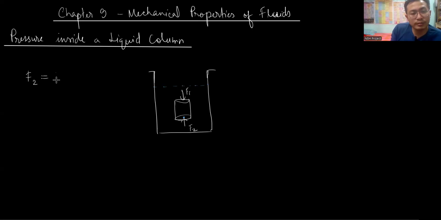F2 should be equal to F1 plus mg. Let us consider an imaginary cylinder inside this liquid column. Any liquid, it could be fluid, it could be any gas, it could be any liquid. In general, it could be any fluid. We consider a point in it.